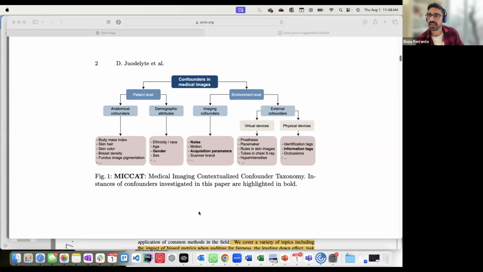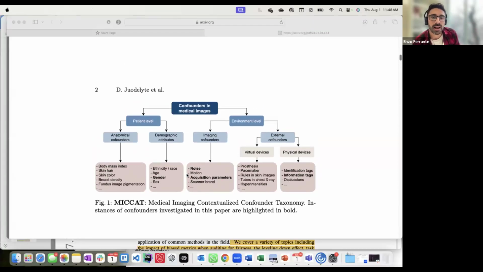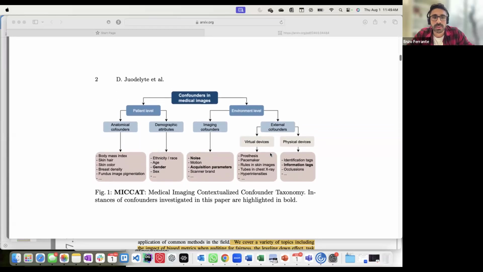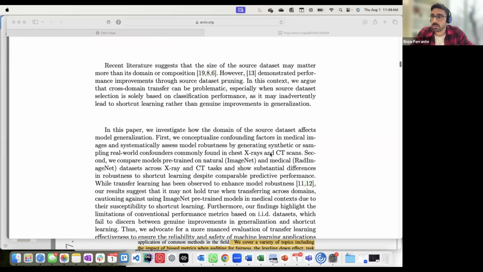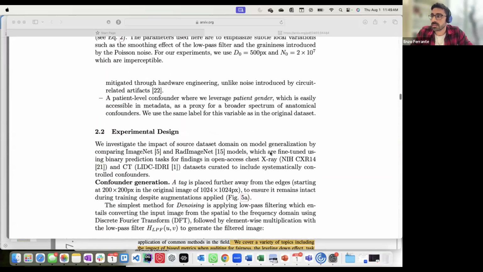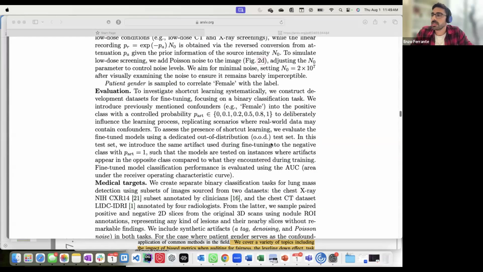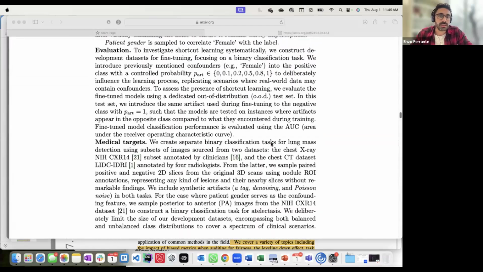We call it MICCAT, Medical Imaging Contextualized Confounder Taxonomy. And I'm sure this taxonomy is missing parts, so it's also open, I guess, to discussion, but it helped us categorize different confounders and organize them. I think that can help us think about things that go beyond demographic attributes. So the demographic attributes are just one of these branches there, but then you have other ones in the taxonomy.